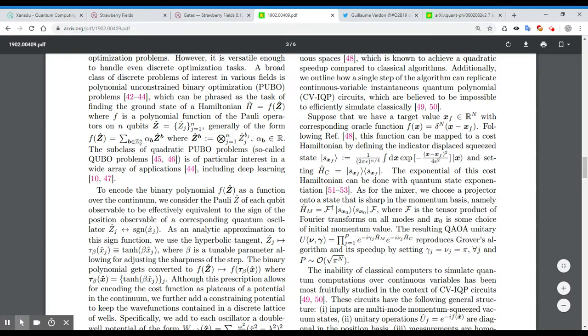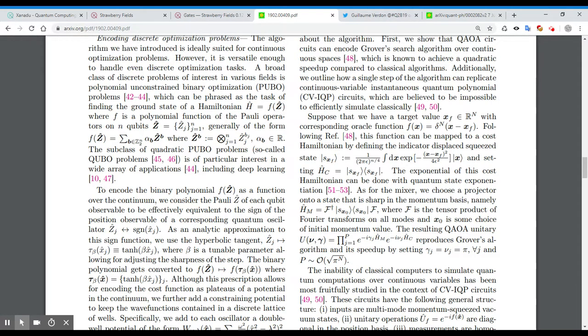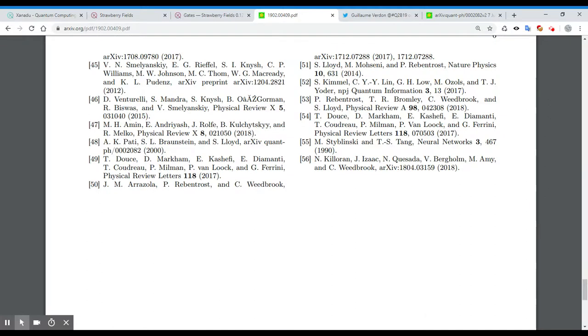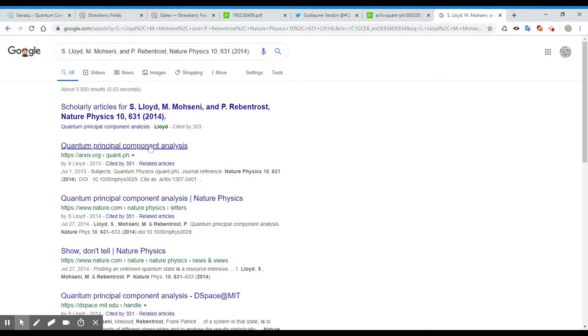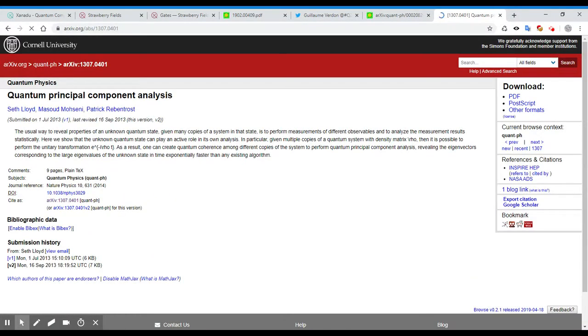And setting HC. The exponential of this cost Hamiltonian can be done with quantum state exponentiation. 51, 53. So quantum state exponentiation.